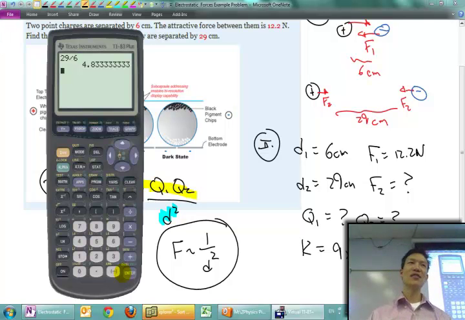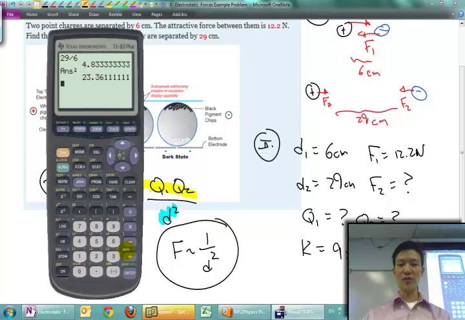But Coulomb's law states that the amount of electrostatic force is directly proportional to the charge, but it's 1 over the distance squared. In other words, if you move something 4.83 times away from something else, the force is affected by that distance squared. So we have to square that distance, and it's about 23 times weaker.